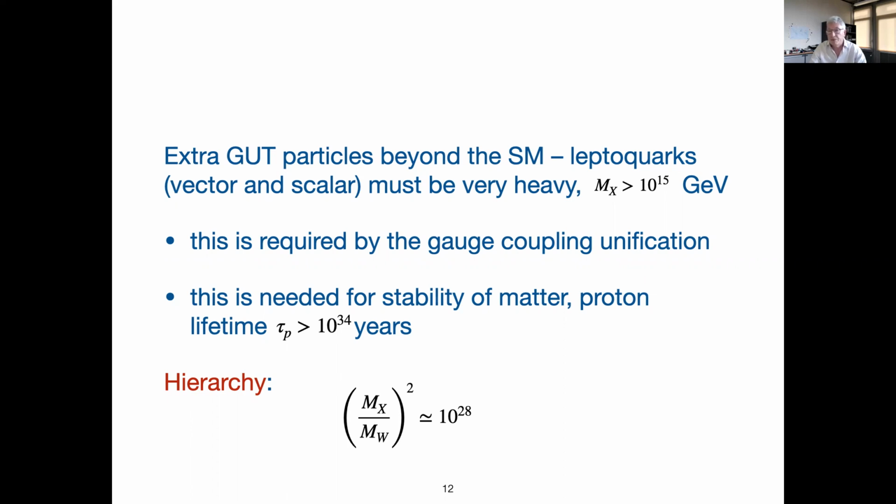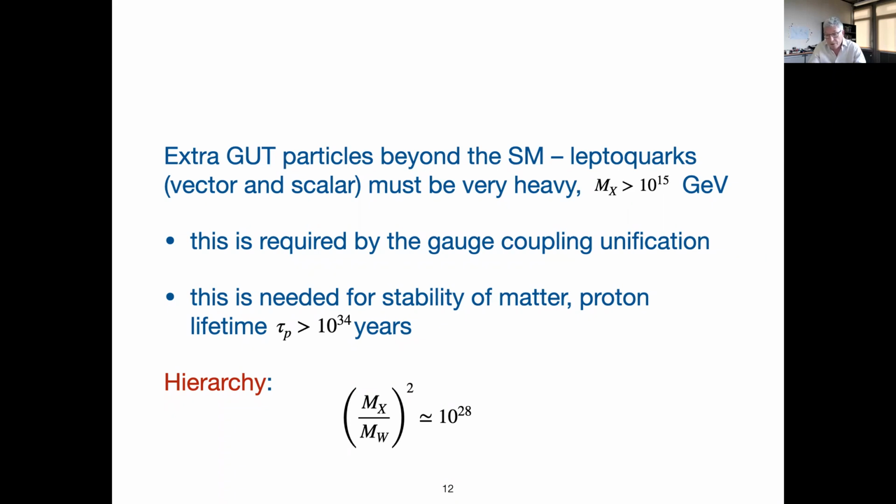This mass scale comes about from quite a number of different considerations, such as gauge coupling unification. It's also required by phenomenological considerations, such as the requirement for stability of matter and the long lifetime of the proton. So now we see that the theory which we have at hand, grand unified theory, is a theory with two energy scales which are very widely separated. The mass of the leptoquark divided by the mass of the W boson squared is a very large number, 10 to the 28.